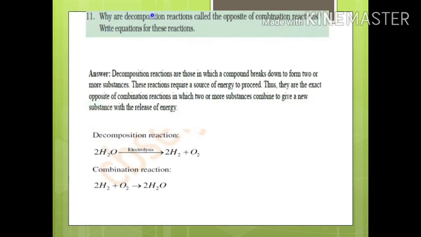Third question: why are decomposition reactions called the opposite of combination reactions? Write equations for these reactions. Decomposition reactions are those in which a compound breaks down to form two or more substances. These reactions require a source of energy to proceed. Thus, they are the exact opposite of combination reactions, in which two or more substances combine to give a new substance with the release of energy. A decomposition reaction is an endothermic reaction, whereas a combination reaction is an exothermic reaction. Give two examples also.